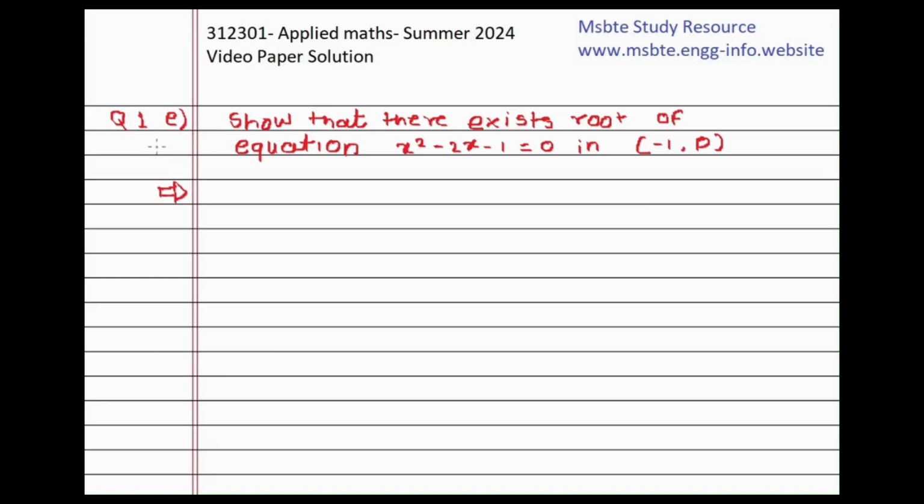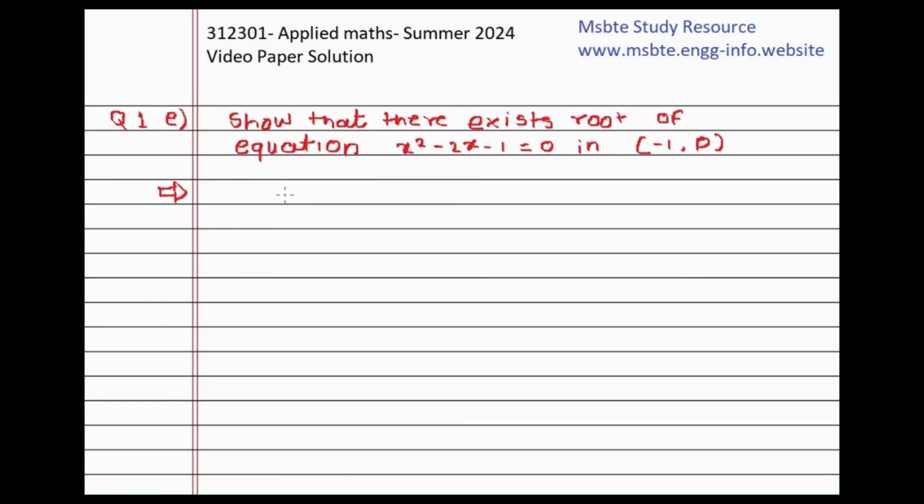This is question E in the question number 1. The question is like, show that there exists root of equation x square minus 2x minus 1 in minus 1 and 0. So this is the domain. We have to prove that there exists a root of this equation in this domain.